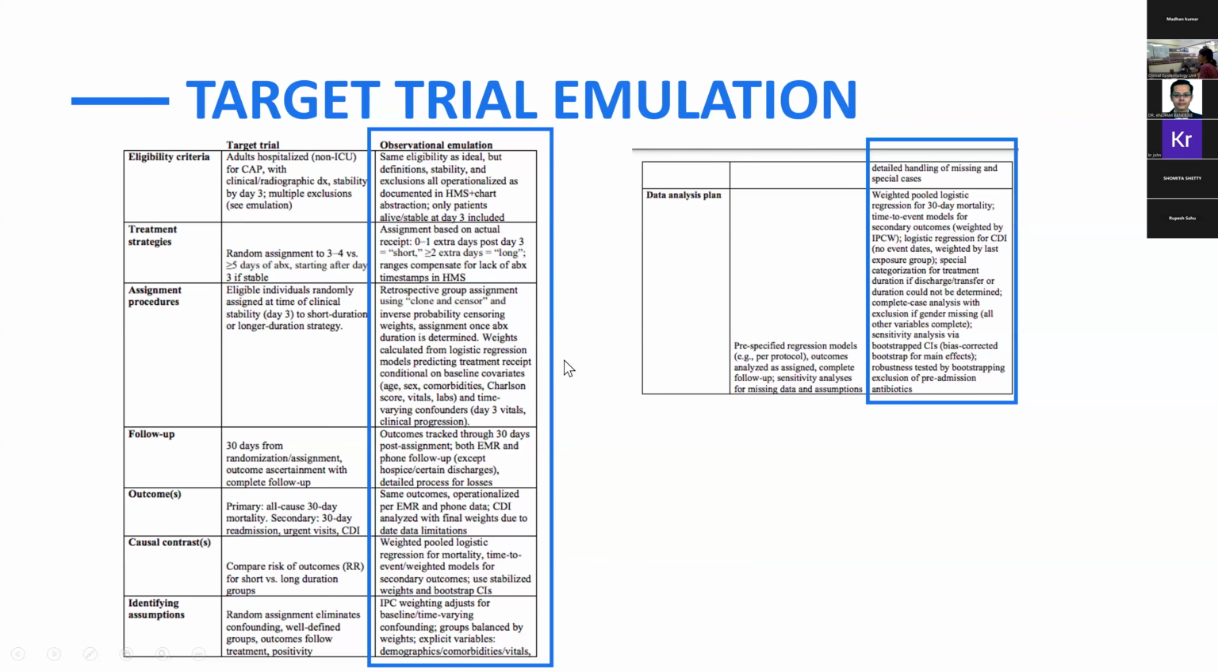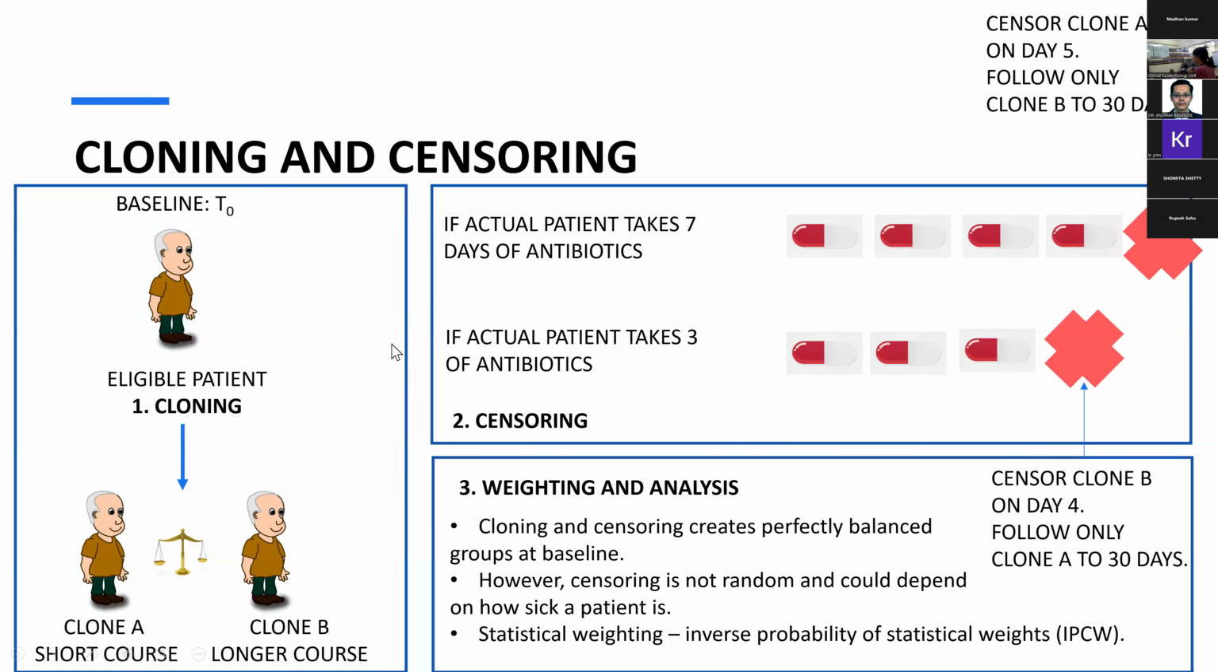Now I will come to this clone and censor concept. Cloning and censoring is a way in which you actually try to see, in an RCT, when you have two arms, all baseline unknown and known confounders are adjusted, but that is not the same with observational data, right? Your two arms might not be prognostically equal. So finally, if you get an outcome, you don't know if it is because of a difference in baseline or because of your intervention. Cloning and censoring is a way to somewhat equalize them at baseline.